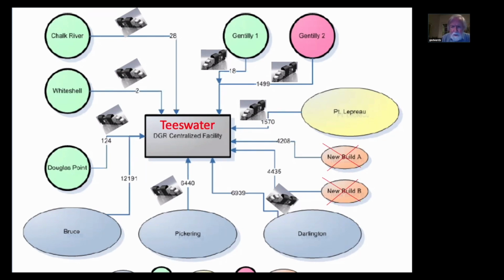We can cancel those new builds because we're not building any new reactors, at least not any large new reactors in Canada. In fact, there has been no new CANDU reactor ordered since 1978. So we've had a very long dry spell in terms of orders for CANDU reactors in this country. And a lot of people are saying, even in the industry, that there won't be any more large reactors built in North America probably for the foreseeable future.